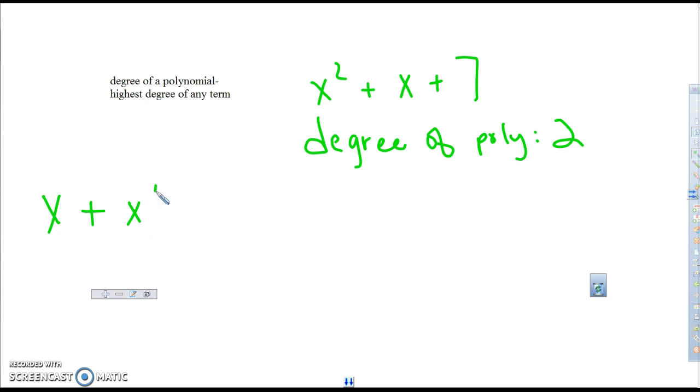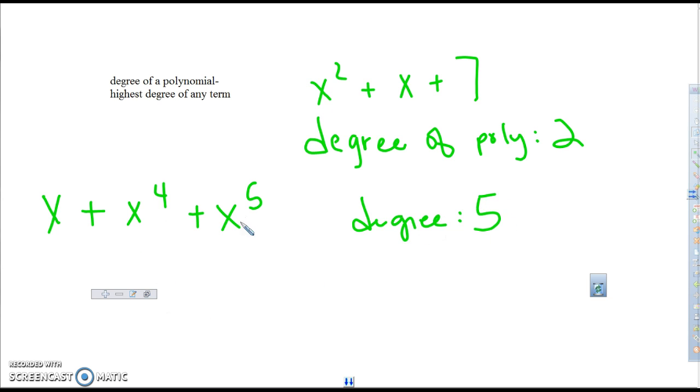X plus x to the 4th plus x to the 5th. What is the degree of the polynomial? Good, the degree would be 5.